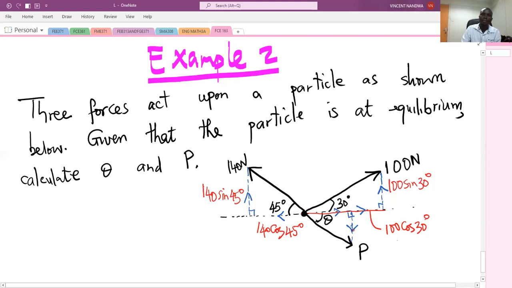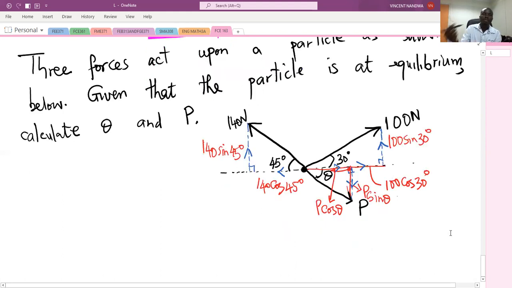While this one here, with respect to this triangle, the opposite will have P sine of theta, and then this length up to this point here will be P cosine of theta. So therefore, we resolve both horizontal and vertical.